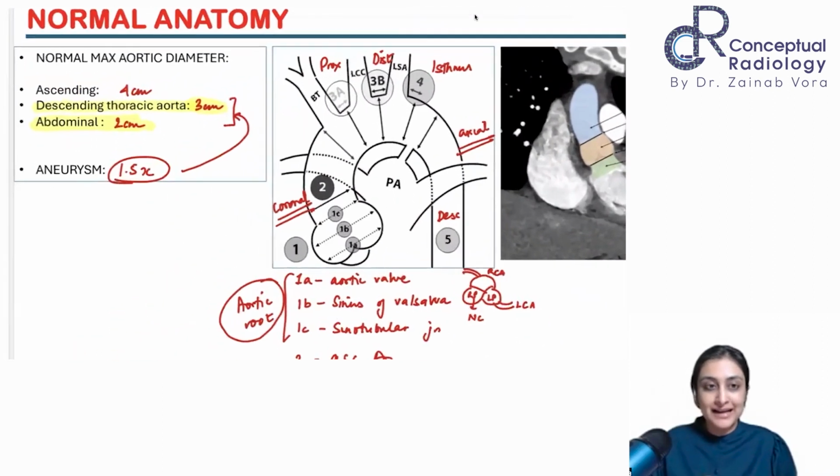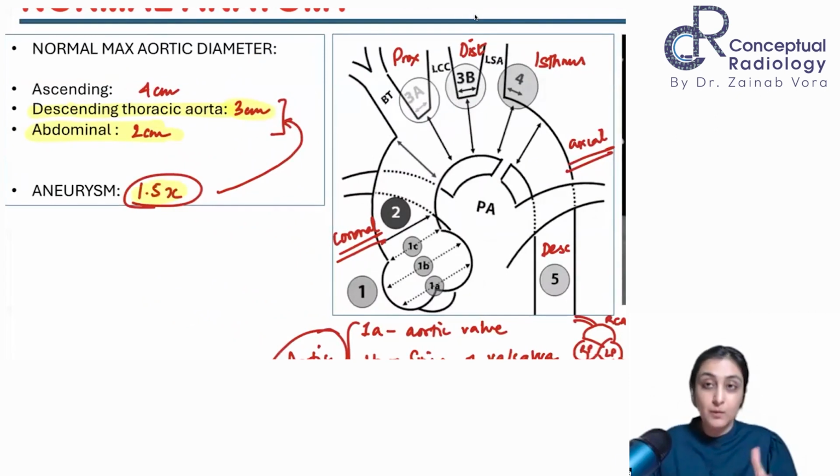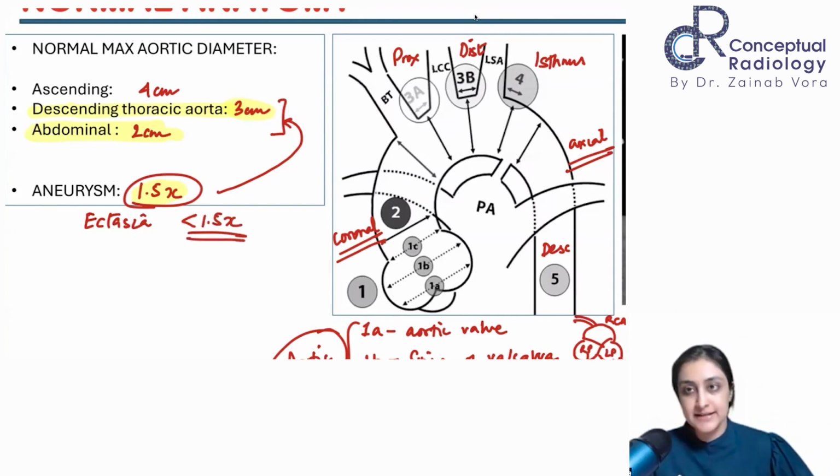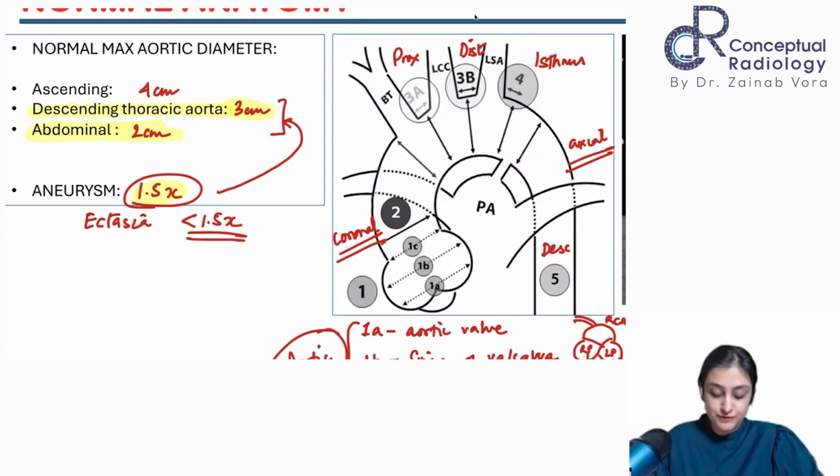So anything which is not 1.5x, between 1x to 1.5x, is what we call ectasia, right? So anything in between, which is less than 1.5x but more than normal, is what we call ectasia. Having said that, an aneurysm can be focal, but ectasia has to be fusiform. Ectasia cannot be saccular, whereas an aneurysm can be fusiform or saccular, but ectasia will always be fusiform. So those are the two things we need to keep in mind.